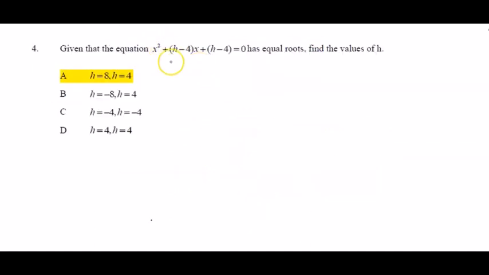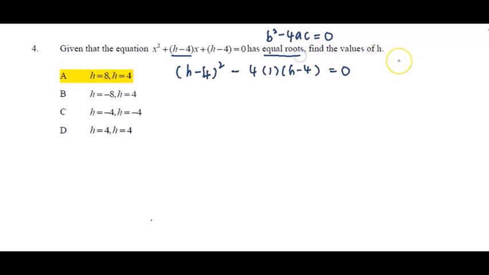For this question, I'm going to use the discriminant to find the answer, because it says that this quadratic equation has an equal root. So the first thing coming to my mind is b squared minus 4ac, which is our discriminant. Since it has an equal root, b squared minus 4ac equals 0. b is the coefficient of x, so I'll get h minus 4 as my b, that b squared, minus 4a, where a will be 1, and c is h minus 4. This equals 0 since it has equal roots.